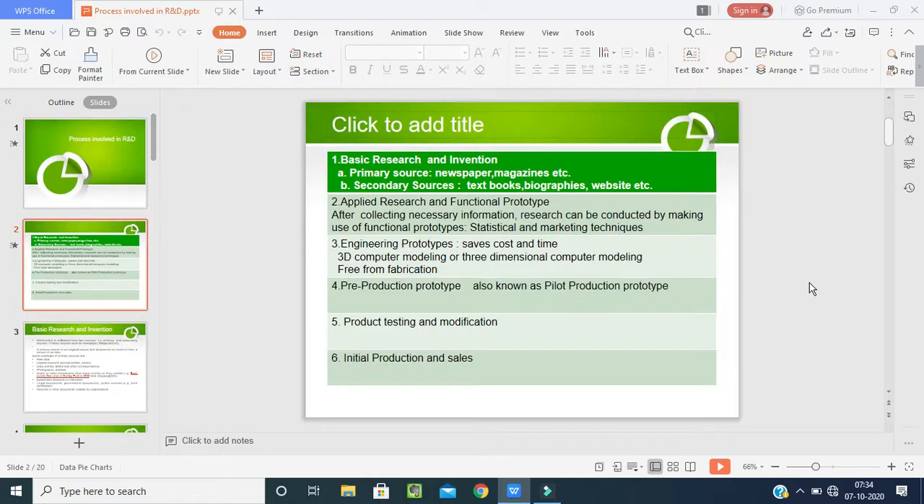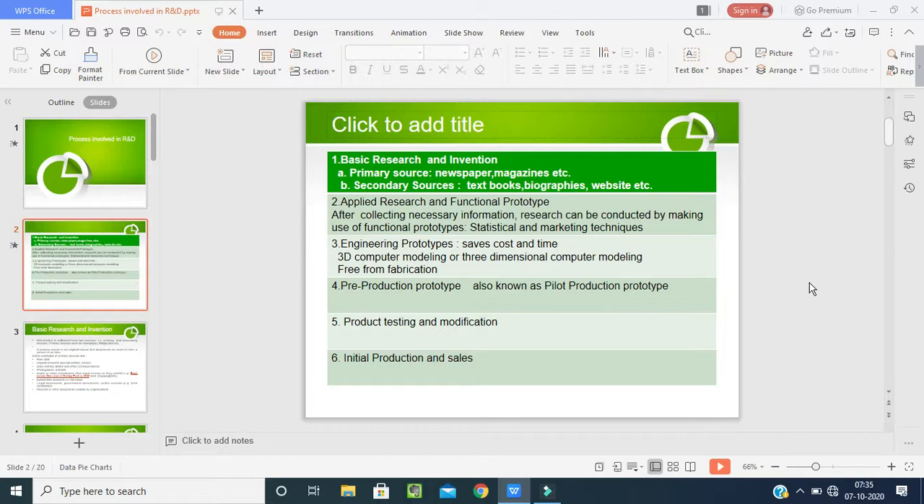Now, these are the stages, the steps of the process involved in R&D, research and development. The first step is basic research and invention. In basic research and invention, we have two sources: one is the primary source of data, the other is the secondary data source.